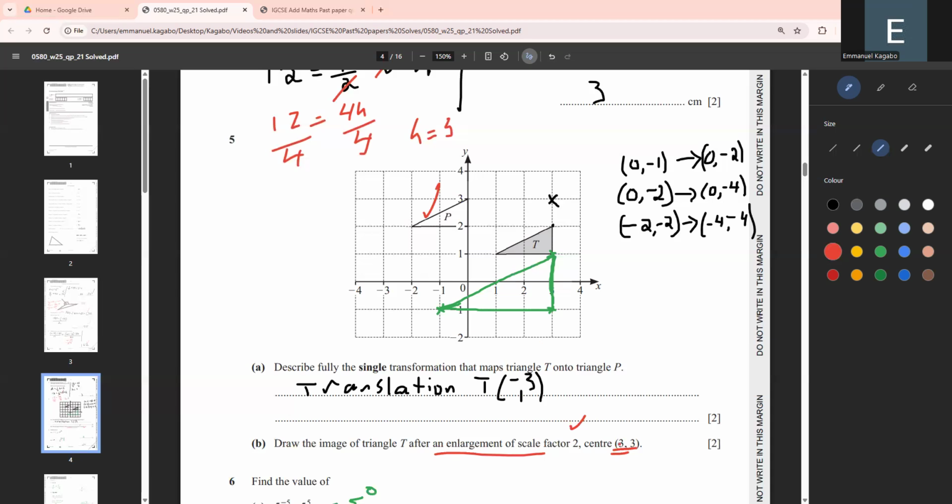Now, the center given is (3, 3). So I'm going to come and mark my 3 here. You see? Now, after marking my center, that's what I'm going to consider as my origin. All coordinates of my graph, I'm going to read them from there. Now, if this is my center, which is (0, 0), this one is 1, so it's going to be (0, -1). What's the scale factor, guys?